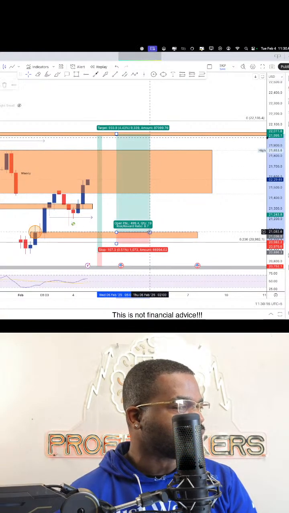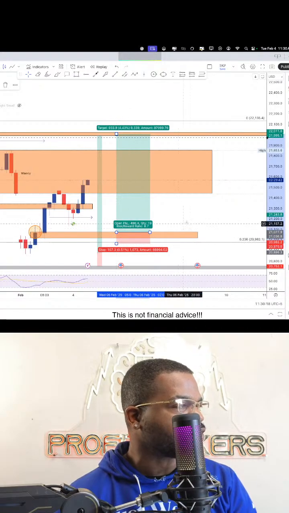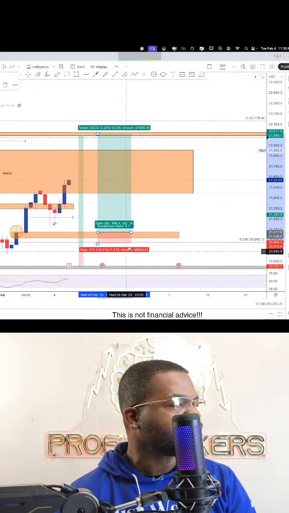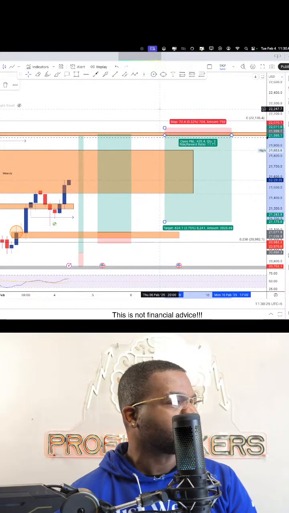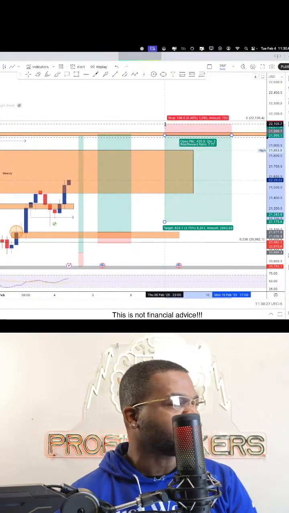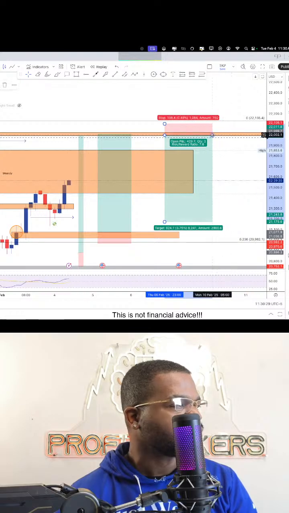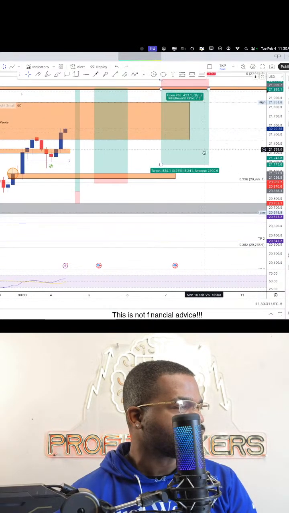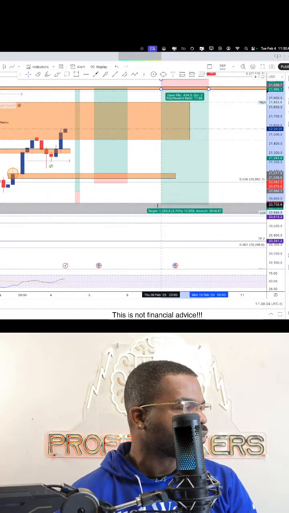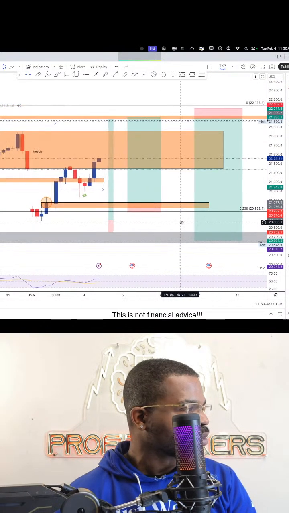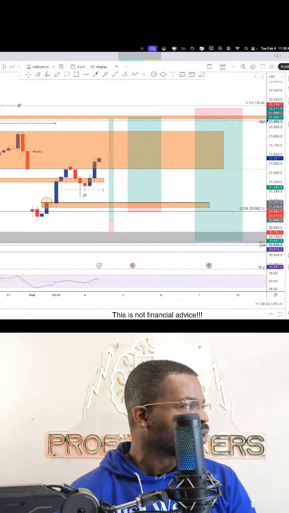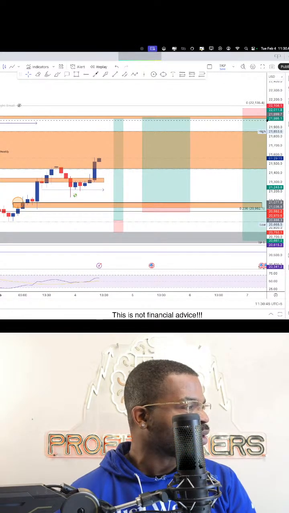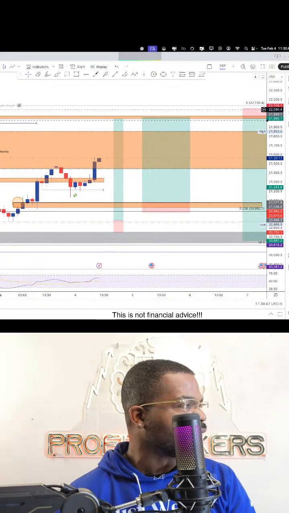And it falls right by the 236 on the fib. So I'm only looking at this level at the lows in this area right here. We do got a big gap right here.